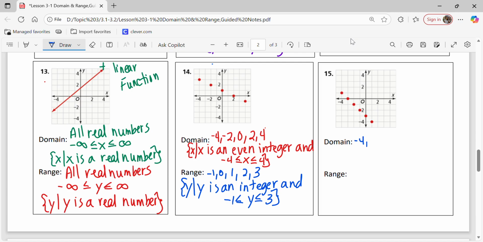My domain, -4, -3, -2, -1, 0, and 1. Again, integers also. So x, all values of x, such that x is an integer. Sorry, going this way, -4, -3, -2, -1, 0, 1. And then -4 is less than or equal to x, less than or equal to, that's a 1 here.